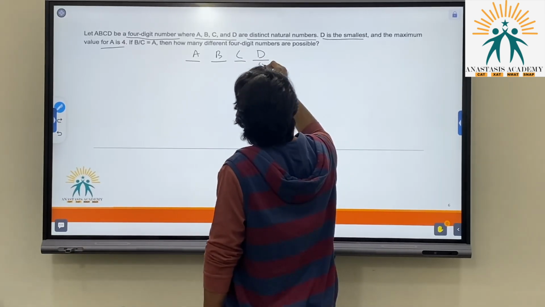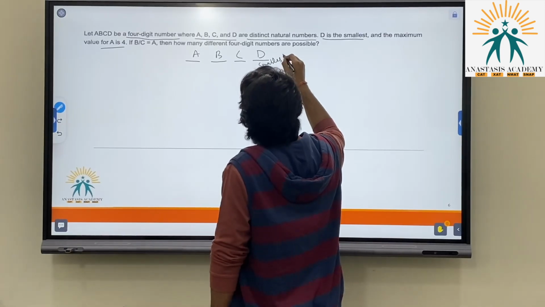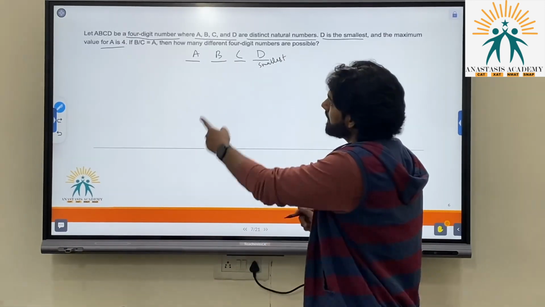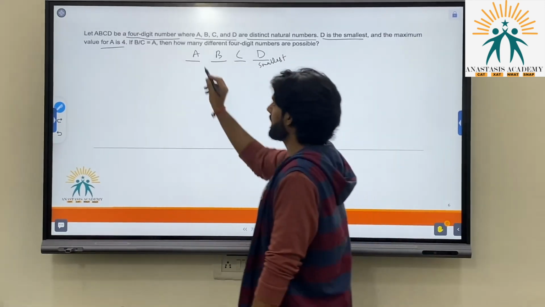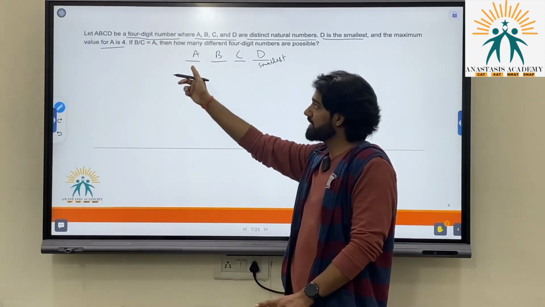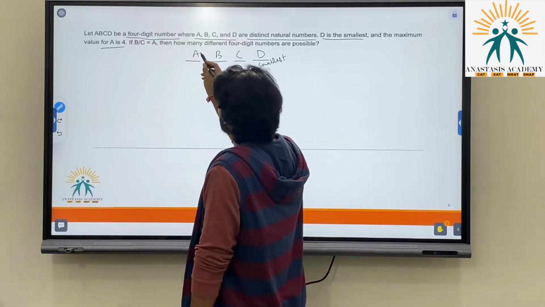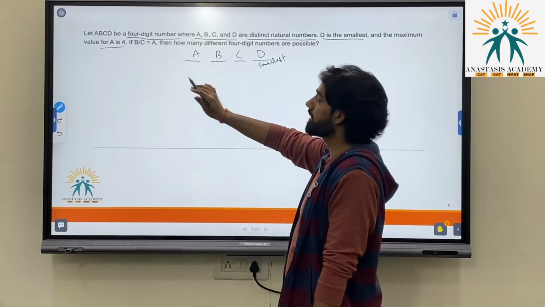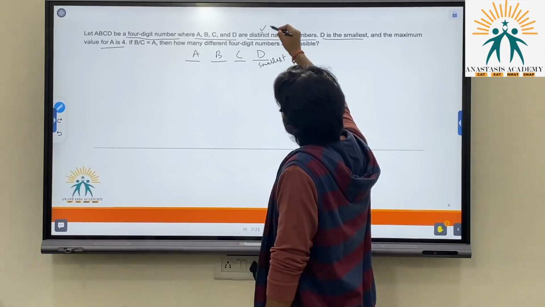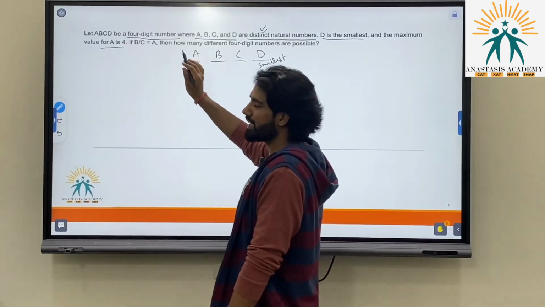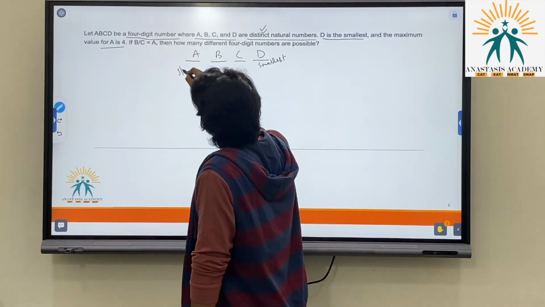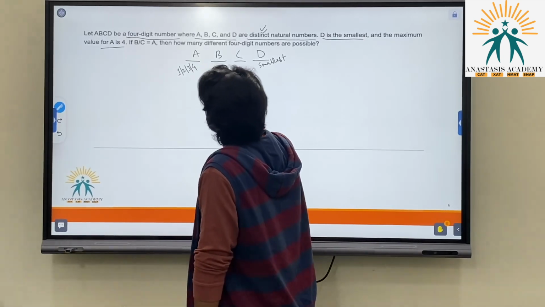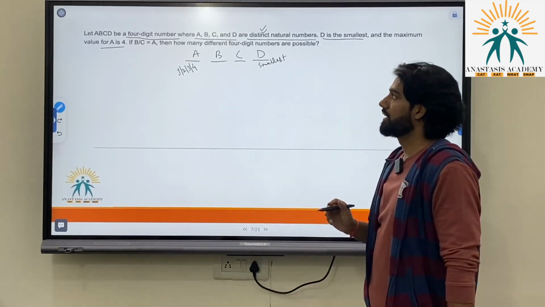where D is the smallest and the maximum possible value for A is 4. Maximum possible value for this digit is 4. So what are the different values that A can take? And these are distinct natural numbers, so A cannot take 0. So A can take 1, 2, 3 and up till 4. Maximum value A can take is 4.